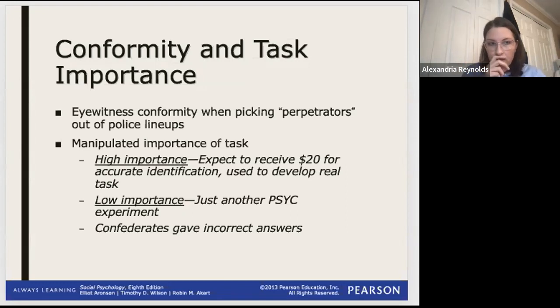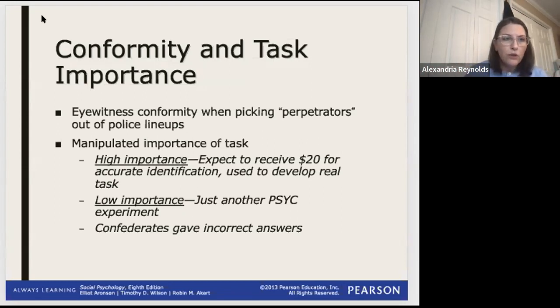So in this experiment, there were groups where there is a Confederate who is consistently giving incorrect answers. And the question is, does the participant conform to what the Confederate is doing? So it's this really quick task. You don't have time to really identify the people, right? So it's ambiguous. In some groups, it's a really important task, and in other groups, it's a really low importance task. So in what situation is a regular person going to choose to conform versus not choose to conform?